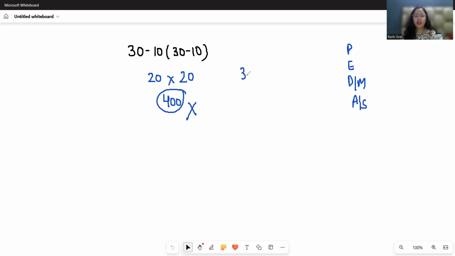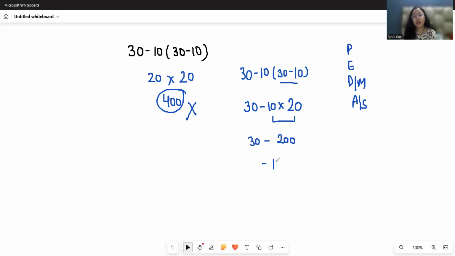So first rewrite the expression: 30 minus 10 bracket 30 minus 10. First we have to solve the parenthesis, that is 30 minus 10, which equals 20. Now write the left out terms, that is 30 minus 10 times 20. Now we have two operations left, subtraction and multiplication. So as per the PEMDAS rule, we have to give priority to multiplication. 10 times 20 is 200. 30 minus 200 is minus 170.